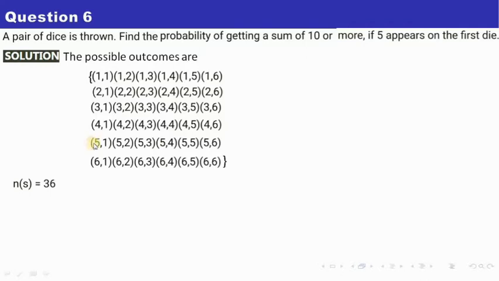So if you add 5 plus 1, it is 6, 5 plus 2 is 7, 5 plus 3 is 8, 5 plus 4 is 9. So we cannot take these, right, because these are less than 10, but we want greater than or equal to 10. Now let us see what happens in this case.